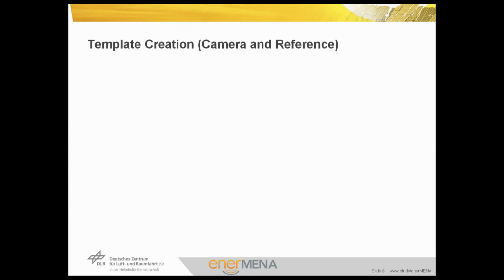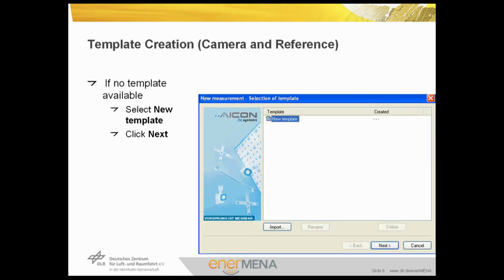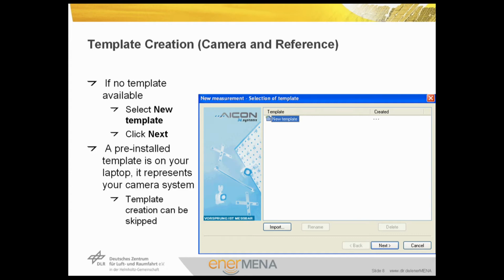The next step is the creation of a template, which contains the camera and reference cross information. If there is no template available, then you have to select a new template and click Next. If you have been using the AICON 3D Studio software before, there is already at least one template available on your computer, which represents the used camera system. If one of the templates represents the camera and reference cross you have been using for the current evaluation, it can be reused and the template creation can be skipped.